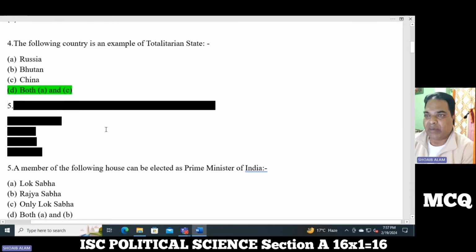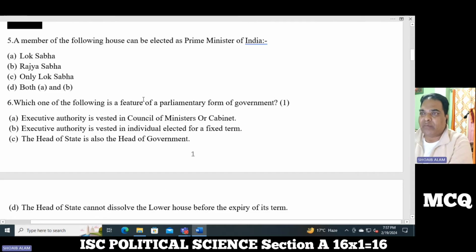Next one: of the following, which house can a member be elected from to become Prime Minister of India? Options are Lok Sabha, Rajya Sabha, only Lok Sabha, both A and B. So Lok Sabha as well as Rajya Sabha. The answer is both A and B. Members of Lok Sabha as well as members of Rajya Sabha can be elected as the Prime Minister of India.